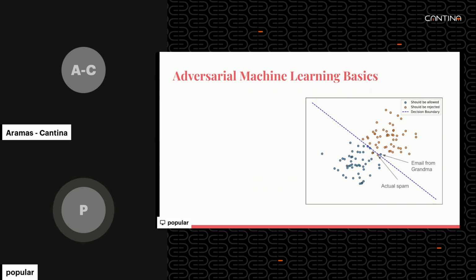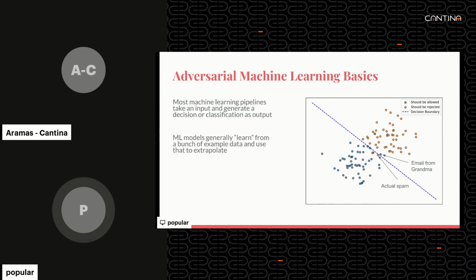So the adversarial machine learning basics. Most machine learning pipelines take some input and produce some sort of decision as an output. They see a bunch of examples and they learn from them. Ultimately, they're using what they've learned to make a decision about new data. This is just a regression in the example. But a model might see a bunch of emails pre-labeled as spam or good. After adjusting or training on this data, the model learns what spam looks like and what real emails look like. So we can then give it a new email and say, okay, give us a probability that this new email is spam.